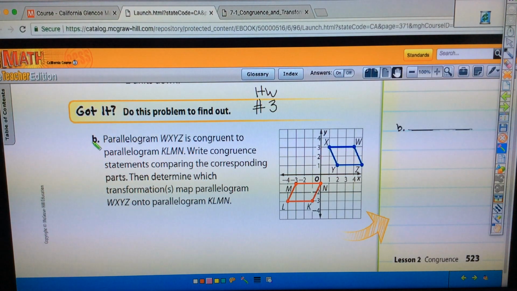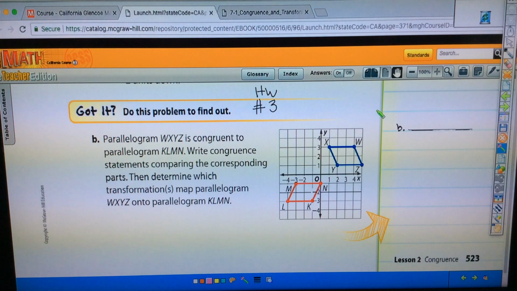For part B, there's this parallelogram. They're calling it WXYZ. It is congruent to parallelogram KLMN, meaning it is the same size and same shape. Obviously, they are in different locations and their orientation has changed. So they want you to write the congruent statements comparing the corresponding parts, and then they want you to determine which transformations map parallelogram WXYZ onto parallelogram KLMN. This is very similar to what you did in 7-1, where you have to say, how did we get from here to here? What series of transformations occurred?